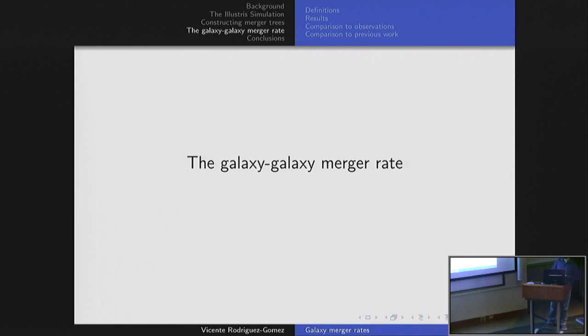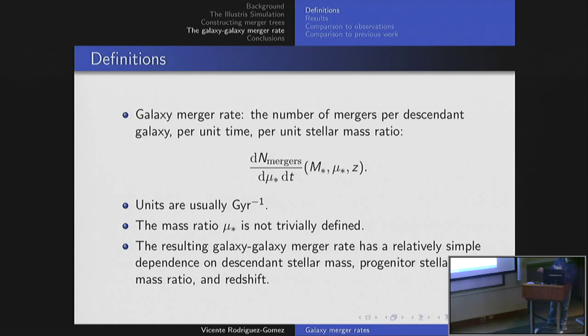So now for actual results. This is how we define the merger rate. It's simply the number of mergers per galaxy, per unit mass ratio, per unit time, and it's a function of the mass of the descendant, the mass ratio of the two progenitors, and their redshift. So this is quite general. If you are interested, for example, in mergers above a certain mass ratio, like major mergers, more than 1 to 4, then you just integrate with respect to the mass ratio.